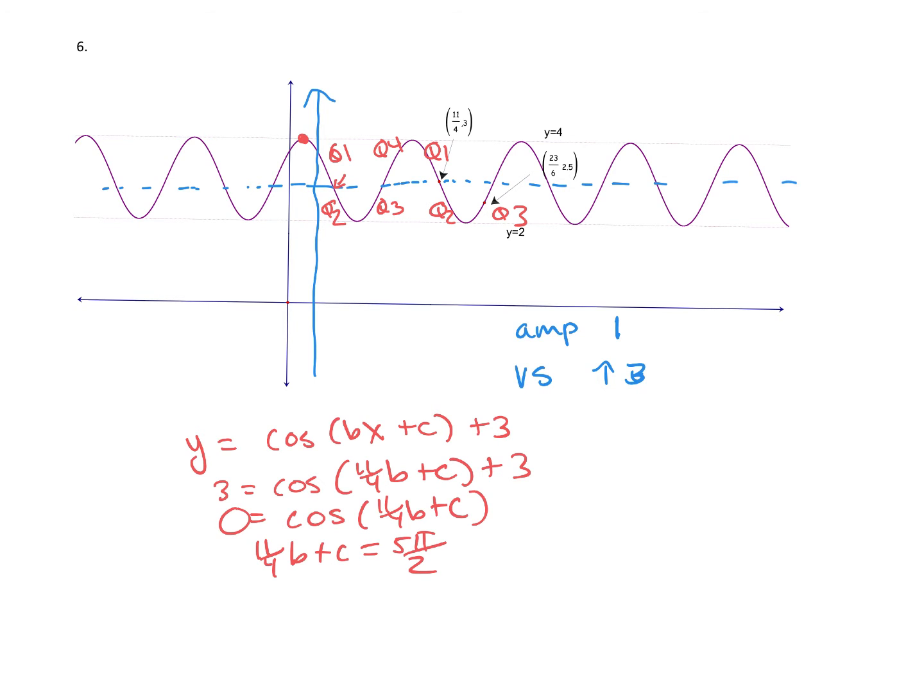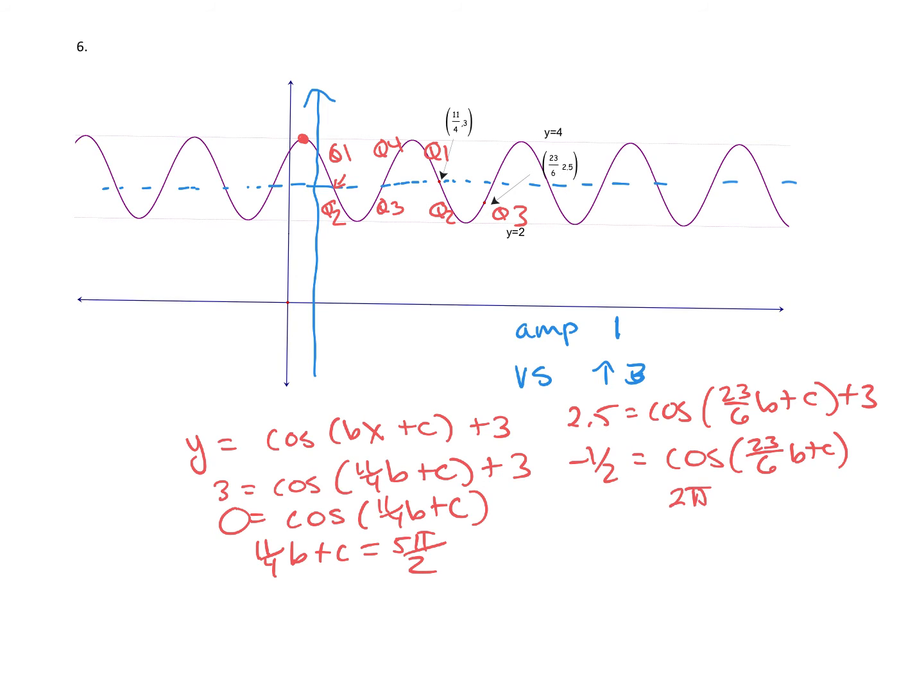And now let's plug in the second point. So 2.5 equals cosine(23π/6 b plus c) plus 3. So I'll get negative 1/2 when I subtract 3. And once again, I'm deciding what angle corresponds to this point. So cosine of what angle gives me negative 1/2? Well, I know the reference angle is π/3. So I'm looking at a quadrant 3 angle, but it's more than one period away from my starting point. So the angle will be 2π plus that quadrant 3 angle that gives me negative 1/2, which would be 4π/3. So it's going to be 10π/3. So 23π/6 b plus c equals 10π/3.